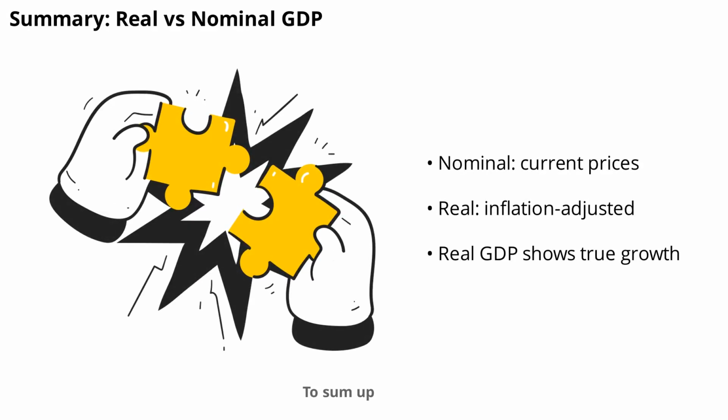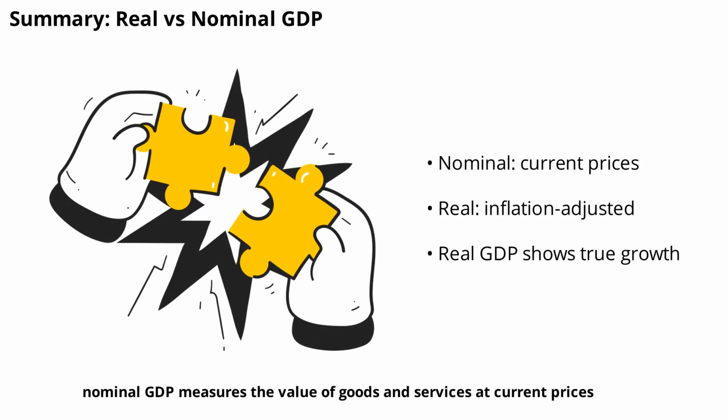To sum up, nominal GDP measures the value of goods and services at current prices, while real GDP adjusts for inflation using constant prices. Real GDP is a more accurate measure of economic growth, as it reflects changes in actual output rather than just price increases. Understanding the difference is essential for interpreting economic data and making informed decisions.